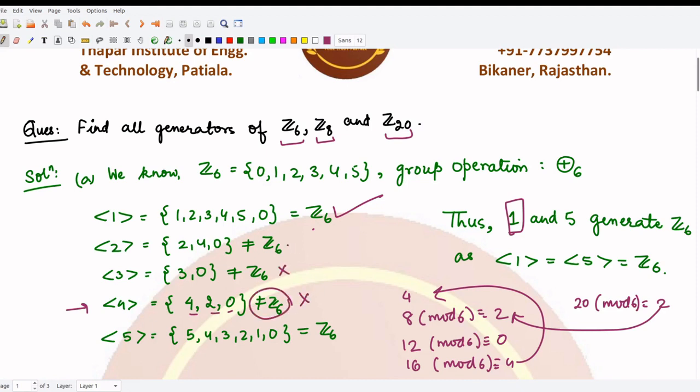In a similar fashion, you see 3, 2 are also not the generator, but we have 5 as the generator, correct? You can pause the video and solve for it. So here we see that the subgroup generated by Z6 is equal to that generated by 1 and that generated by 5. Hence 1 and 5 are the generators of Z6, correct?